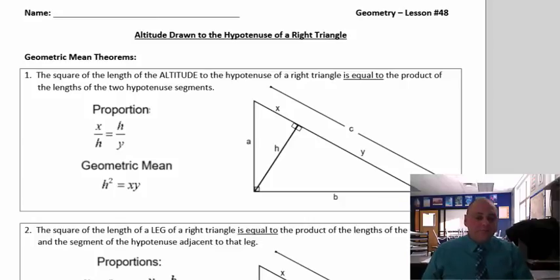An altitude is a segment drawn from the vertex to another side, and it's perpendicular. We've constructed altitudes, right? So there's an altitude, and if you have perpendicular, that makes it an altitude. Now, what happens when you have this drawn is this.